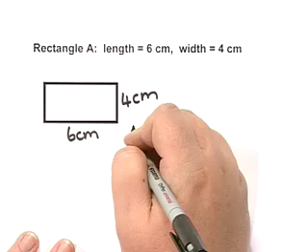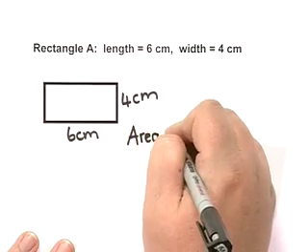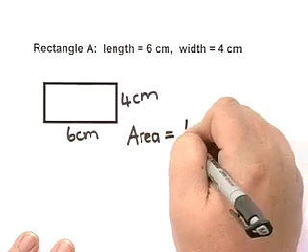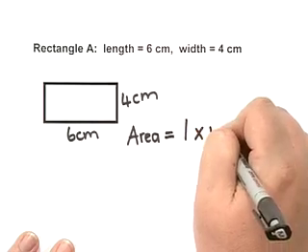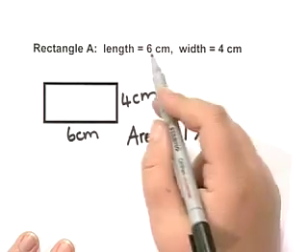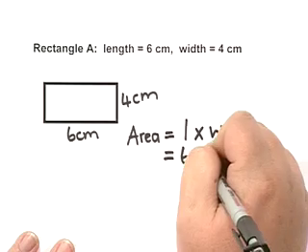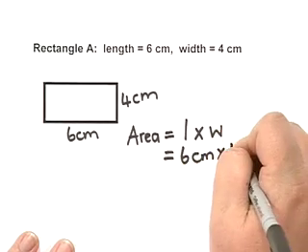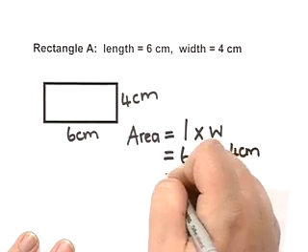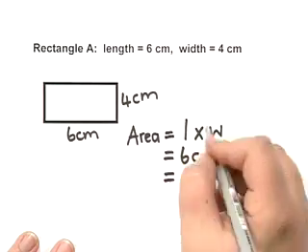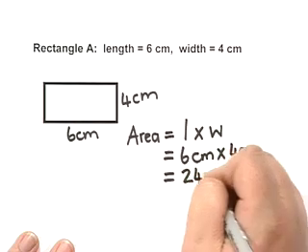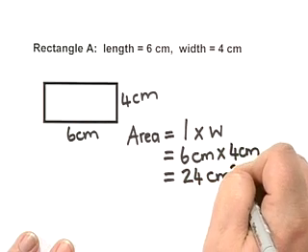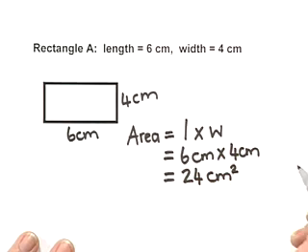Oh, it's very easy. The area of a rectangle is equal to length times width. And we have our length as 6 centimeters times our width as 4 centimeters. Now I know you know your tables. 6 times 4 is 24. And remember, we measure in square units. And there you have it.